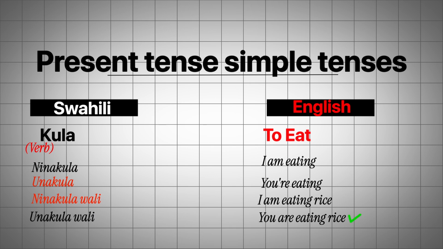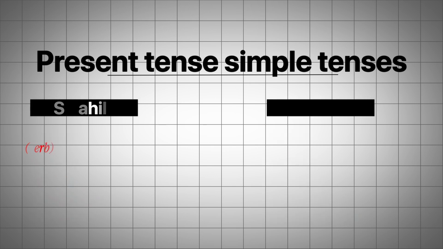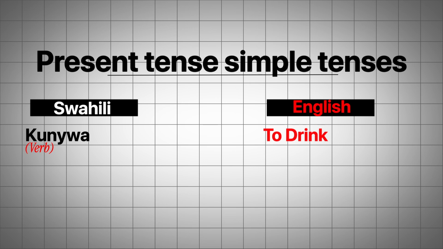So the last verb that we'll talk about today is kunywa. Kunywa simply means to drink. So hopefully you've had some water today. Good. So listen carefully. Ninakunywa. I am drinking. So repeat after me. Ninakunywa. One last time. Ninakunywa. Good.